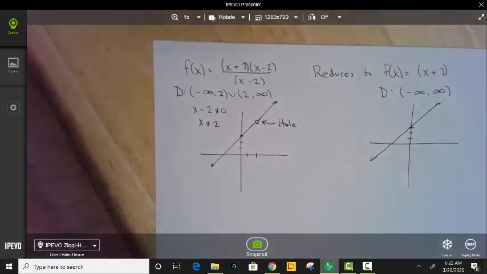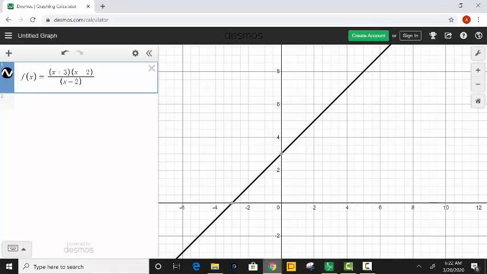So if we go back to the graph here, I'm going to just show you this. I'm going to use my trace function with my finger. If I trace this, when we get to 2, look what it is. It tells us that it's 2 comma undefined. And so the hole on Desmos doesn't actually show up unless you do the trace command. So we see that the domain of this graph is negative infinity to 2 and 2 to infinity.